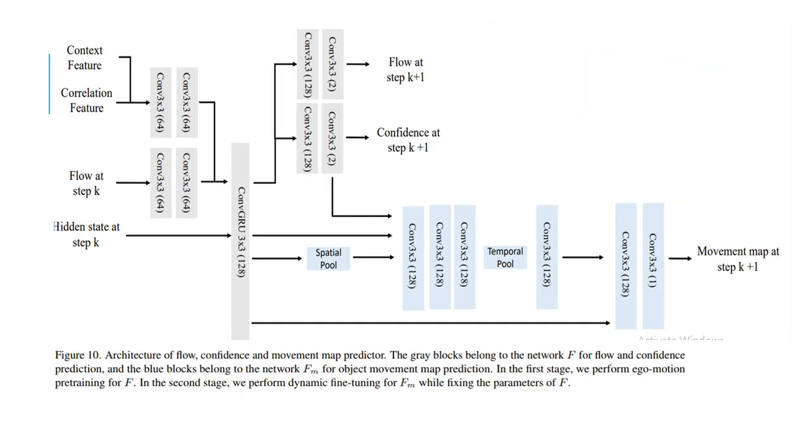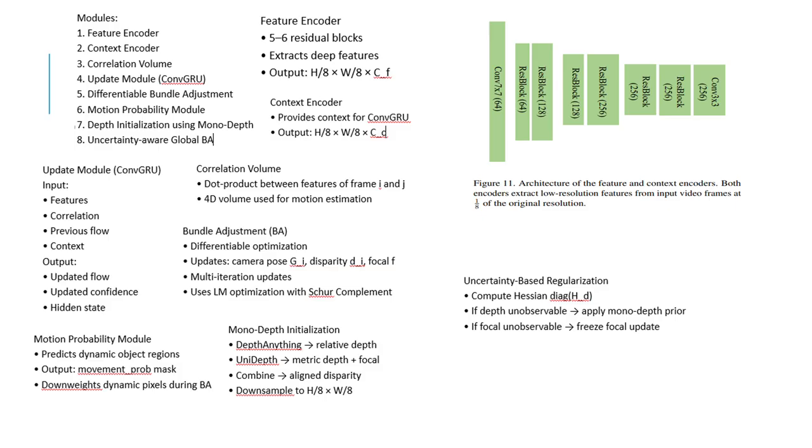Now, what does our architecture look like? Our architecture mainly consists of 8 modules. The first module is the feature encoder and the second module is the context encoder. Here on the right we can see the feature and context encoders, which extract low-resolution features from input video frames of original resolution. Conv block, residual blocks and final conv act as the feature and context encoder.